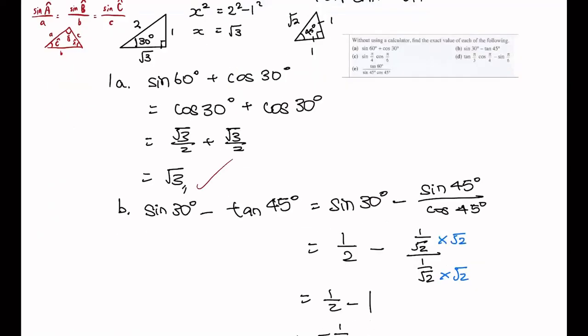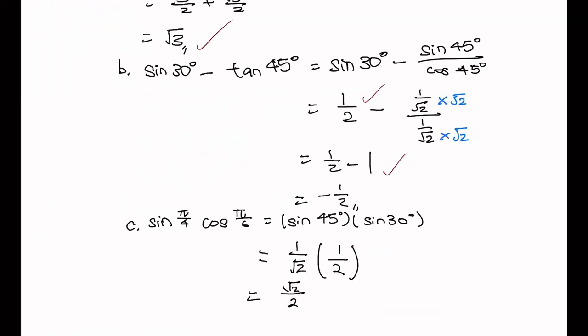Yes, next one, sine 30 minus tangent 45. So sine 30 is half. Sine 45 is 1 over root 2, cosine 45 also 1 over root 2, so the tangent is just 1. So half minus 1, you get negative half.